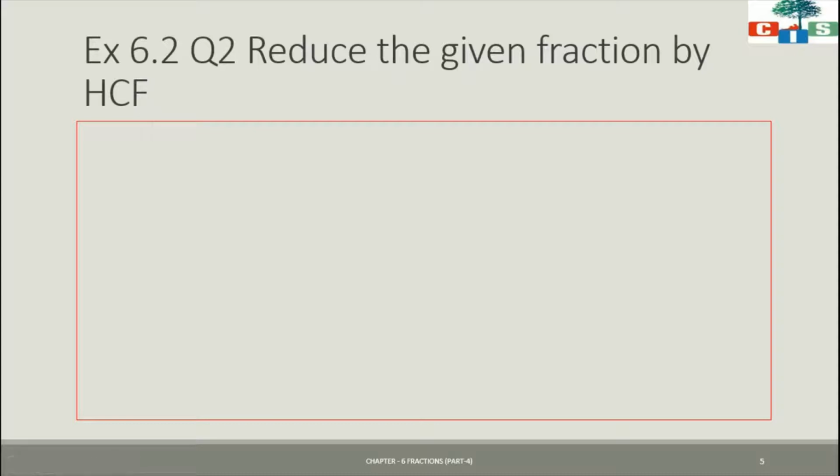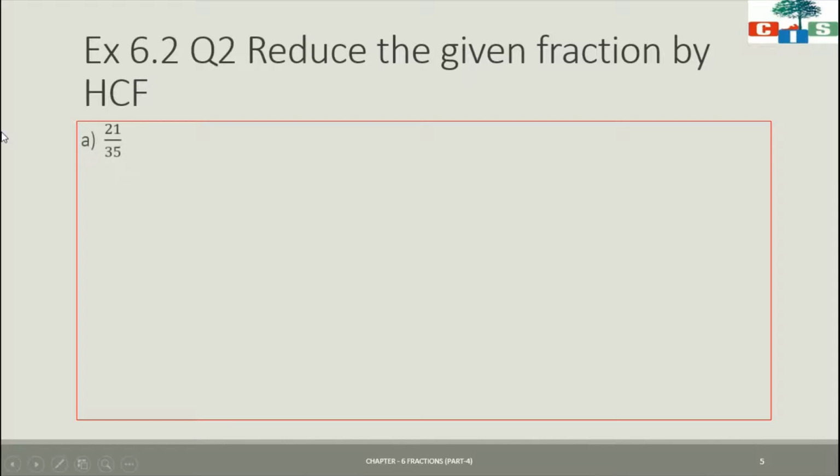For this, first of all, we have to find factors of given numerator. Then we have to find factors of given denominator. From there we have to find common factors, and from common factors we have to find HCF, and whatever HCF we will get, we have to reduce the given fraction with that HCF. Okay, let's see. I will solve few sums from this question. Few sums you will be doing by yourself.